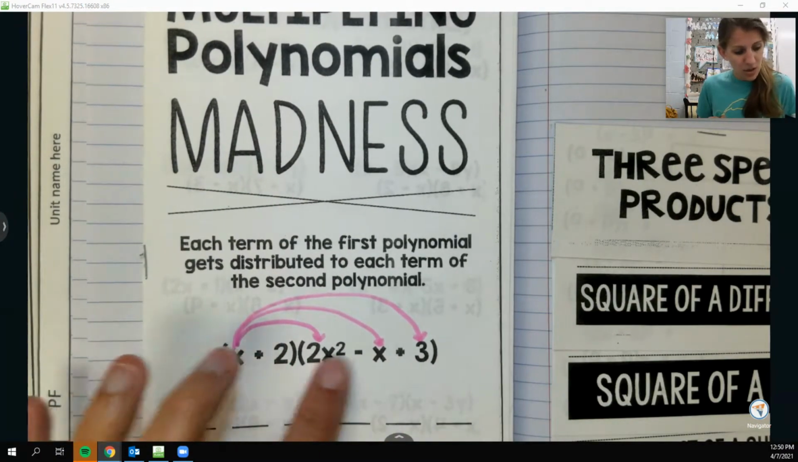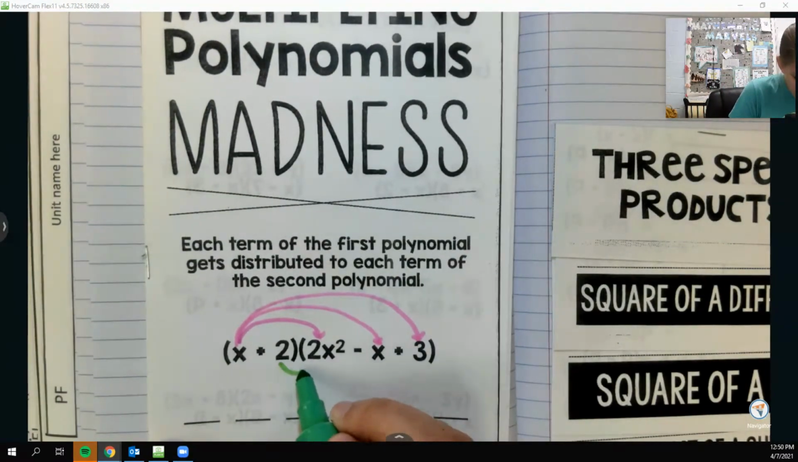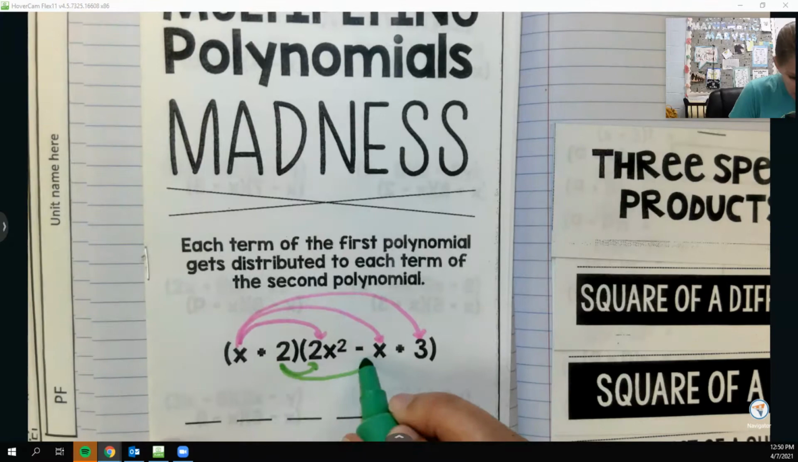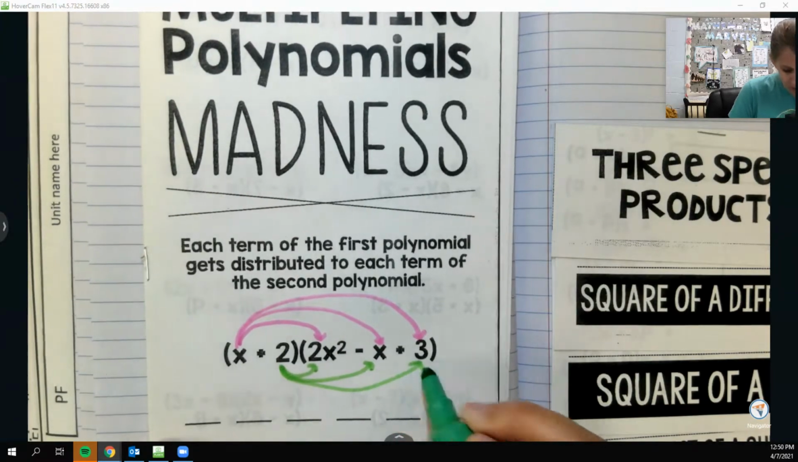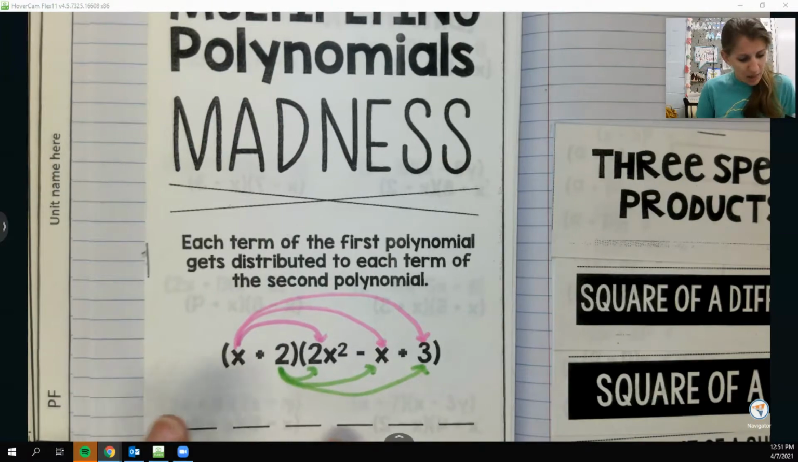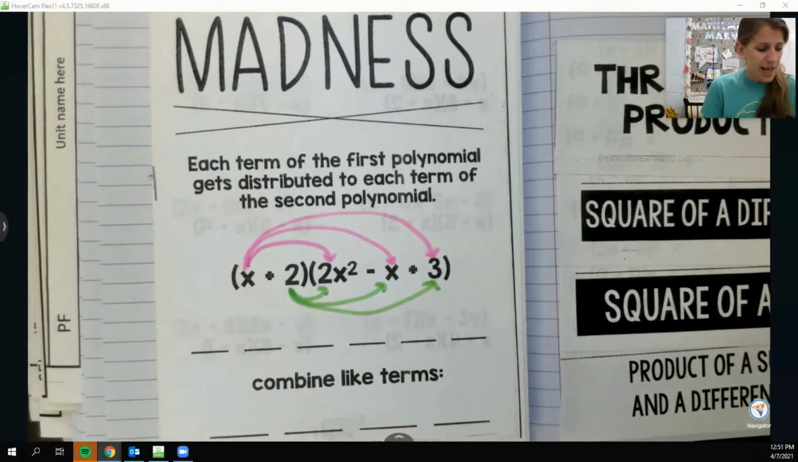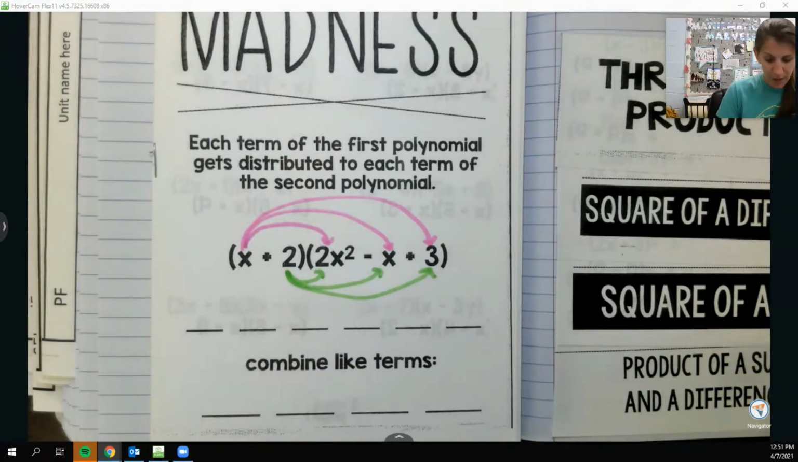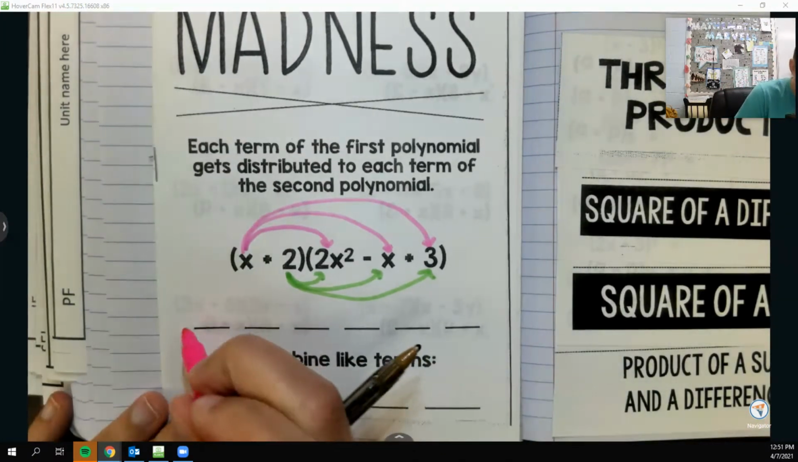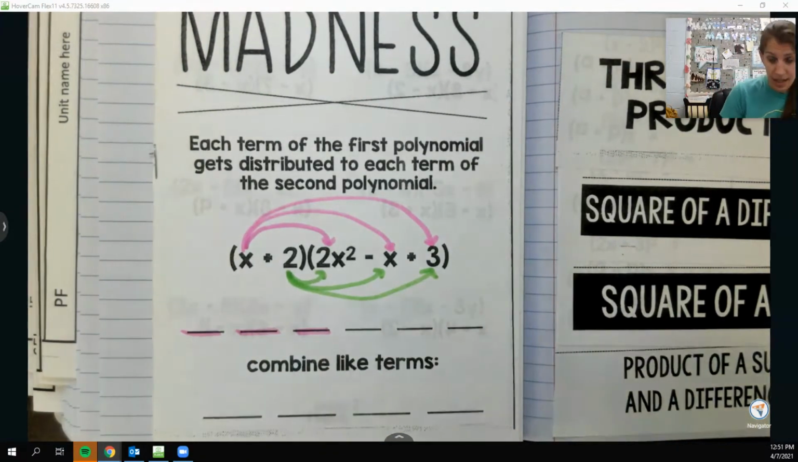So the first one gets distributed. And then the second one gets distributed. So it goes to the first, to the second, and to the third. Okay? So when you do that, you're multiplying two numbers by three numbers, which really means you should end up with 6 numbers. So that's a good way to know that you have the right amount. So if we go through this carefully, I'm going to get all of my pink numbers first, and then we'll get all of our green numbers second.